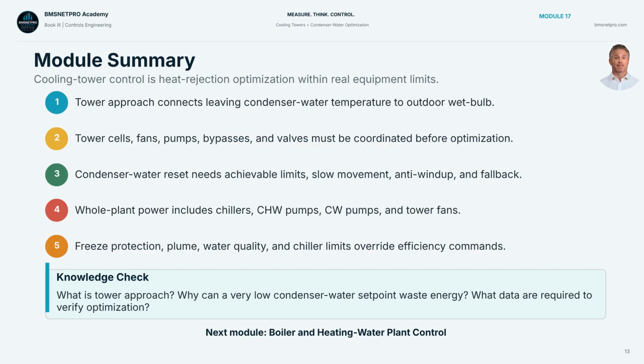Let us summarize. Tower approach connects leaving condenser water temperature to outdoor wet bulb. Cells, fans, pumps, bypasses, and valves must be coordinated before optimization. Condenser water reset needs achievable limits, slow movement, anti-wind-up, and fallback. Whole plant power includes chillers, chilled water pumps, condenser water pumps, and tower fans. Freeze protection, plume control, water quality, and chiller limits override efficiency commands. In the next module, we move from heat rejection to boiler and heating water plant control.